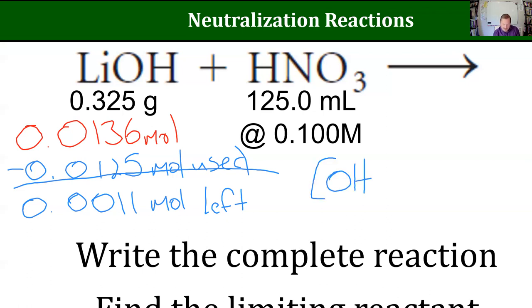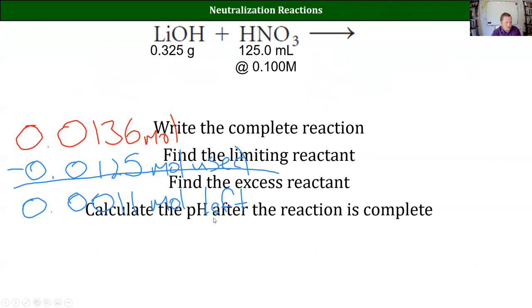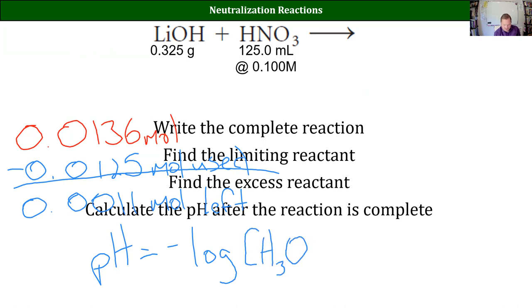So if we want our concentration of hydroxide at the end, and so let me back up. If we want the pH, that was negative log of H3O plus concentration, it's one of only two equations we know that has pH in it. The other equation that we know is pH plus pOH equals 14.